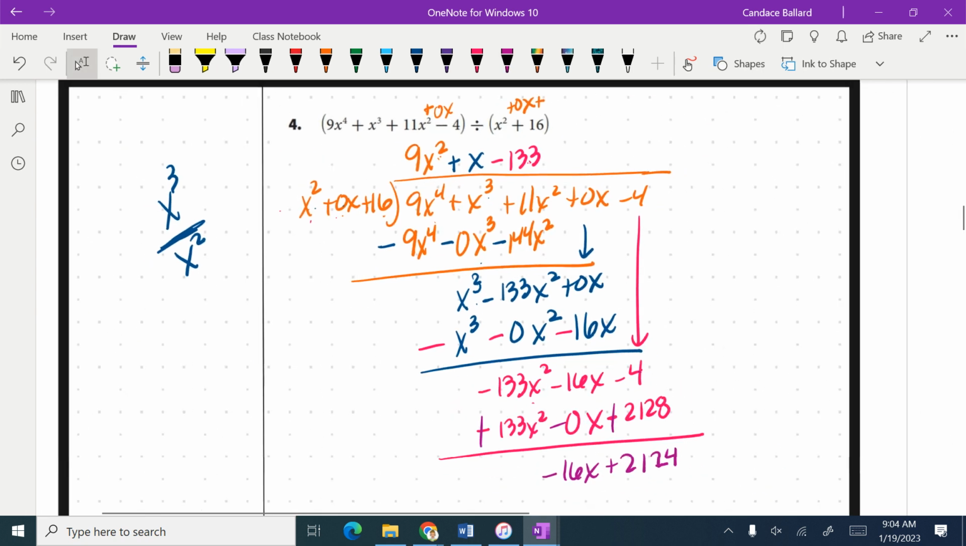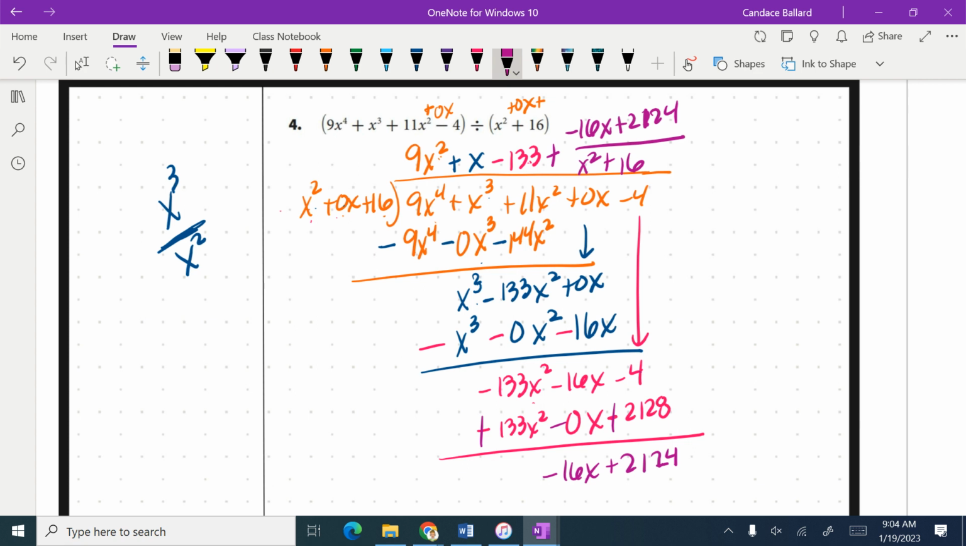I'm going to zoom out a bit. It's going to go in the numerator, negative 16x plus 2,124 over x squared plus, and I don't really need the 0x at this point. I just do x squared plus 16. Okay, whatever the original was.